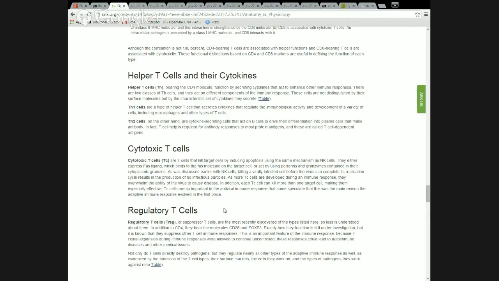Okay. Now, when I first learned about this stuff, regulatory T cells were called suppressor T cells. And in the text here, they provide that alternate name. It's just regulatory is the more common name for them now. But if you hear about suppressor T cells, those are another name for the lullaby cells.